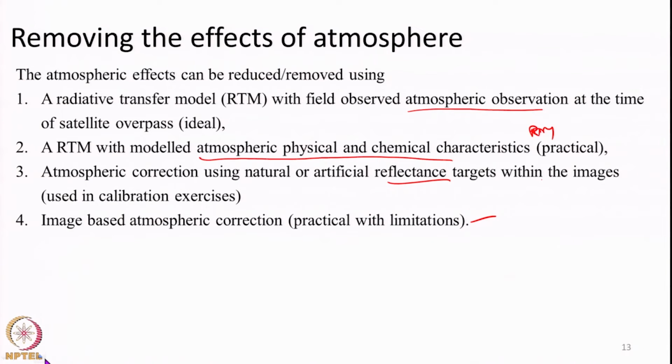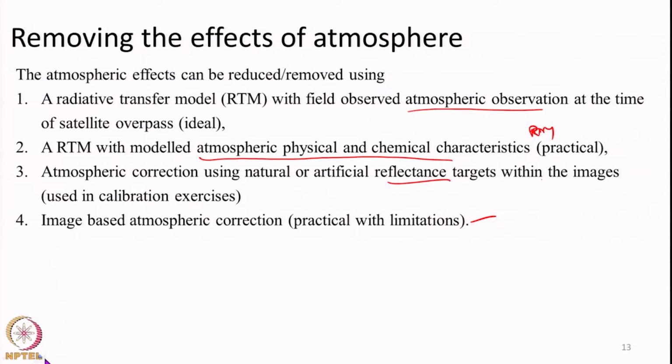Also, we came across the different ways in which we can do atmospheric correction. We saw different methods like a radiative transfer model along with observed atmospheric profile data at the time of satellite overpass, a radiative transfer model combined with data from atmospheric models, image based atmospheric correction, vicarious calibration procedure, and so on. I also told that if we do not have any information, nor access to radiative transfer models, we can go for some sort of image based atmospheric correction.